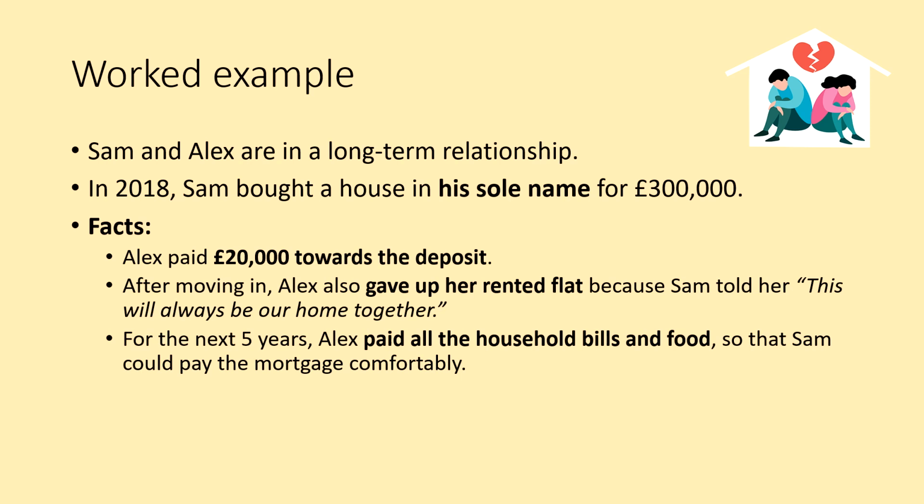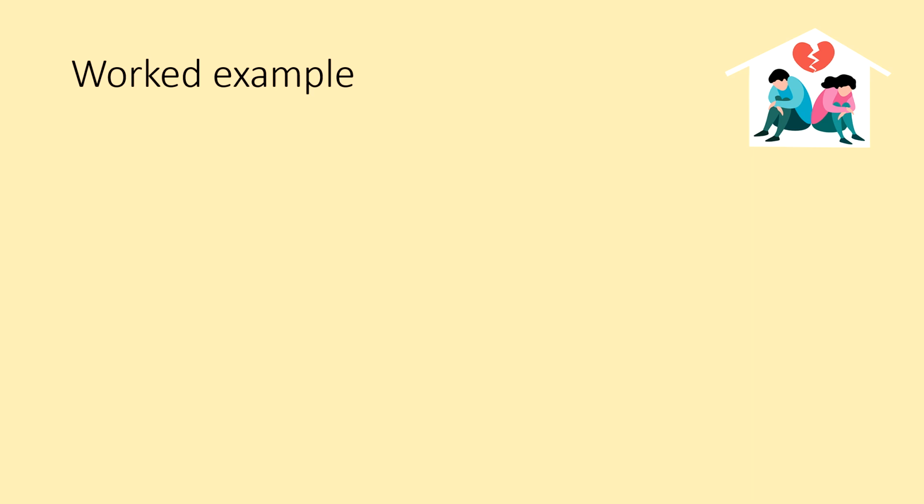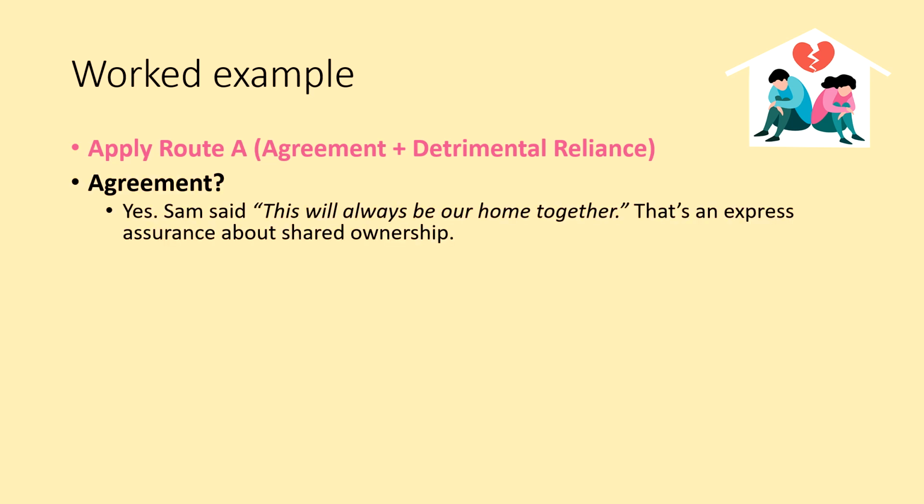So for the next 5 years, she paid all the household bills, all the food, electricity, water, and so on. Whereas Sam just paid all the mortgage installments, so the direct contributions to the house itself. And Alex wasn't involved in those direct payments at all. Now, if we look at those routes, what can we actually discover?